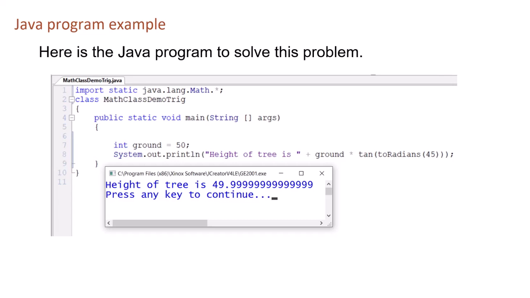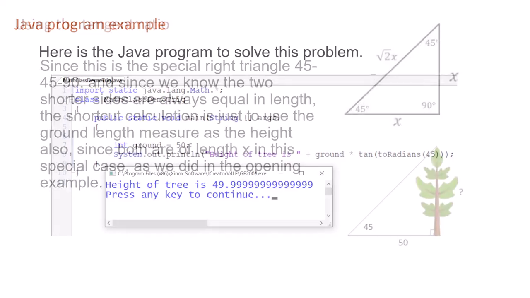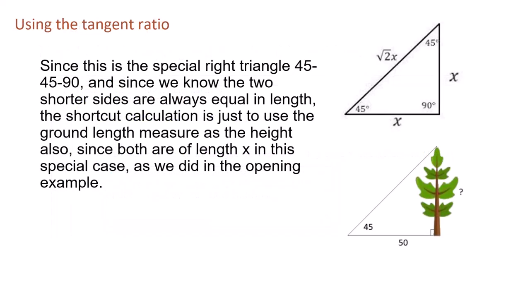A variable called ground is given the value 50, and then we output the calculation ground times the tangent of the radians value of the measure 45-degree angle. Since this is the special right triangle 45, 45, 90, and since we know the two shorter sides are always equal in length, the shortcut calculation is just to use the ground length measure as the height also, since both are of length x in this special case, as we did in the opening example.